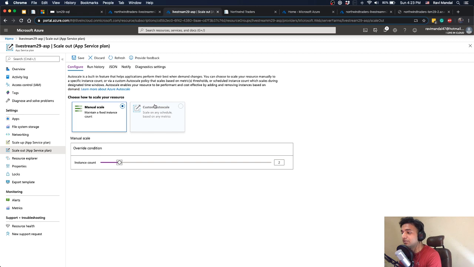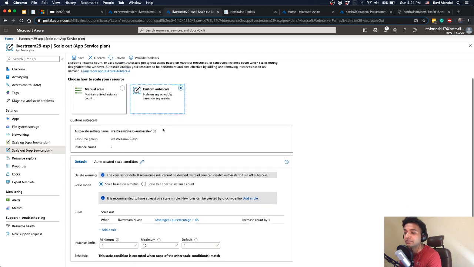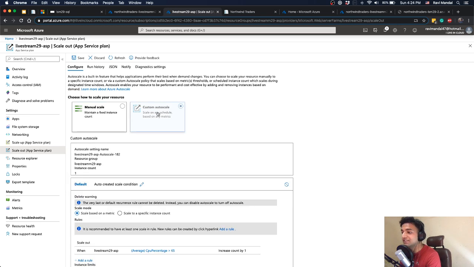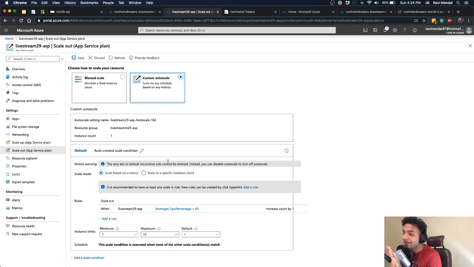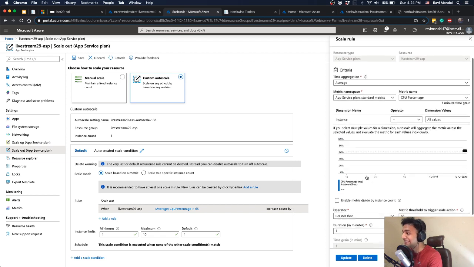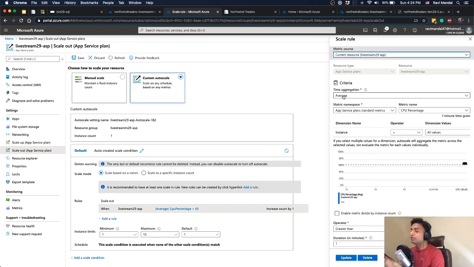What we are going to do is set up an autoscaler. The autoscaler will look at multiple metrics or a single metric based upon how you set it up. For example, if the CPU percentage is more than 65, bump it up by one more instance. I can set that. For now, I'm just showing how the rule works.